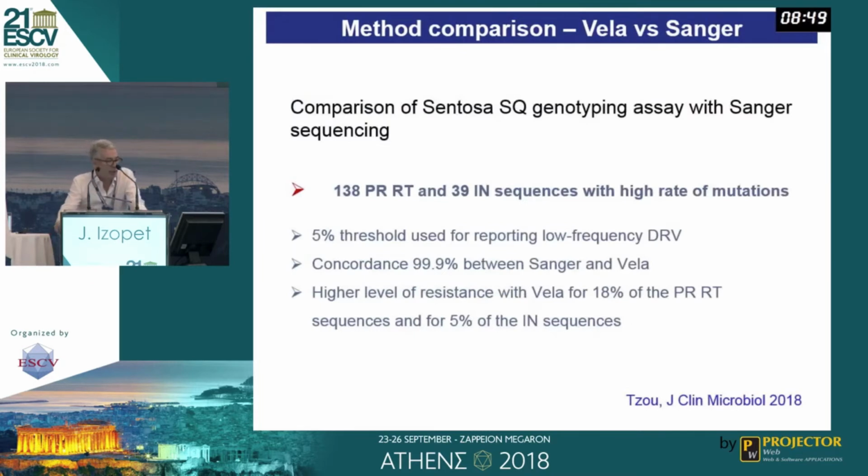Another study recently published compared Vela to Sanger sequencing. In this analysis, 138 protease and reverse transcriptase and 39 integrase sequences with high rate of mutation were used. And the investigators used a 5% threshold for reporting low frequency drug-resistant variants. And there was an excellent concordance of 99.9% between Sanger and Vela. And globally, there was a higher level of resistance, as expected, with Vela for 18% of the protease and RT sequences, and for 5% of integrase sequences.